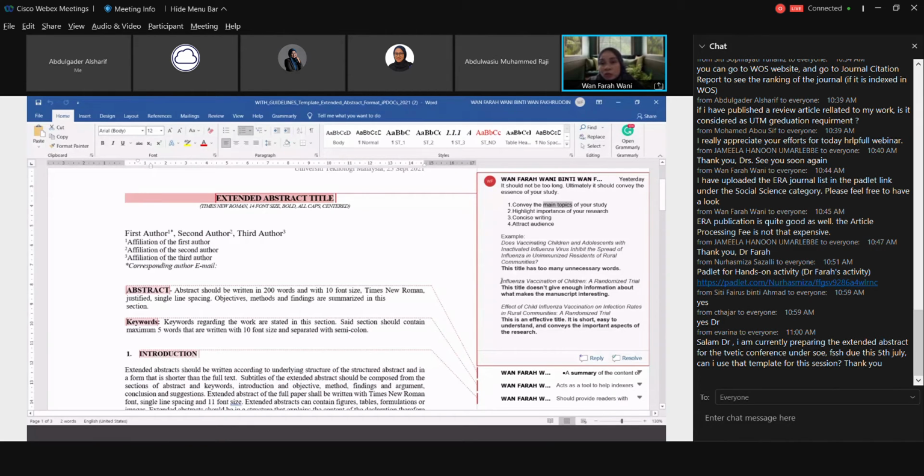It cannot be too short either. For example, influenza vaccination of children, a randomized trial. I do not get much from that title about what you are doing. Maybe you are not putting enough on the importance of your research. So a better title would be something like this: Effect of child influenza vaccination on infection rates in rural communities, a randomized trial. From this title, you know the context of your study, which is done in rural communities. The bulk of it is vaccination, because all three titles have that. That is your hook.